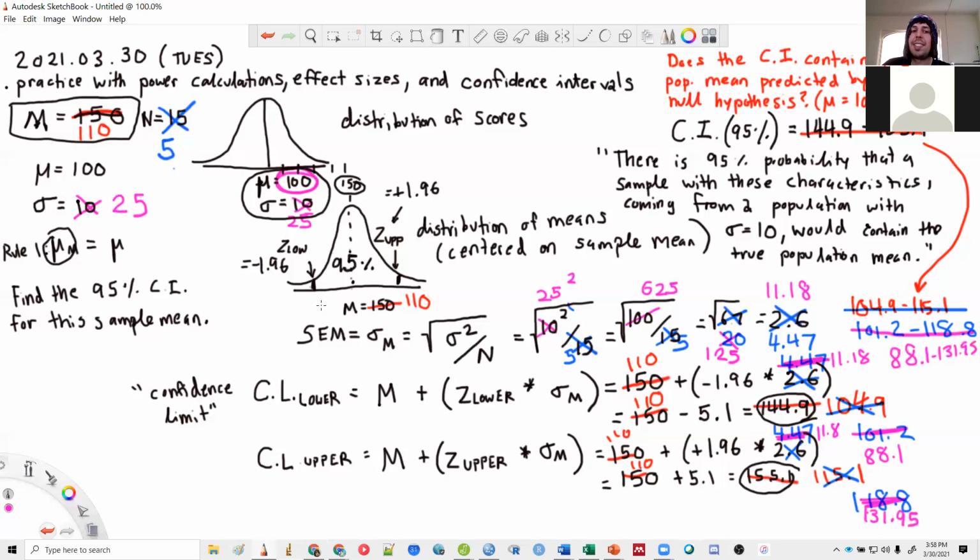And the reason why I'm so sure that we would fail to reject the null hypothesis is that when we calculate the 95% confidence interval of such a problem, this range of 88.1 to 131.5 includes our population mean of 100. So because 100 is included in this 95% confidence interval calculation, I know that if I did the z-test of a sample mean for such a sample, I'd fail to reject the null hypothesis.